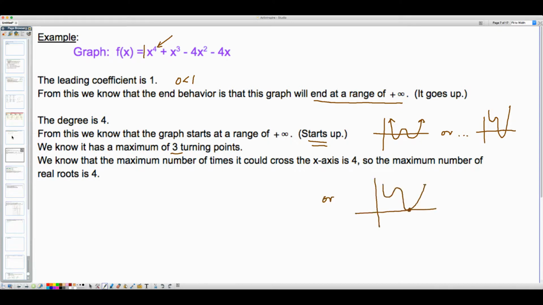It could look like this, where I have 1 turning point on the x-axis. That's called a double root. That's where you have a turning point on the x-axis. That means that 2 of the roots have the same number. But they're 2 separate roots because it's a turning point, as opposed to just crossing the x-axis once. You'll see this as we get through it. Double root.